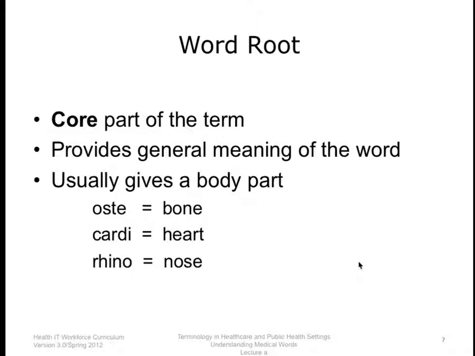Again, the word root is the core part of the term. There are other videos and materials in this course that get you exposed to all of these different word roots, and you're going to need to learn those. For example, osteo is bone, cardi means heart, rhino means nose. I'm not going to go through that in this particular video, but you'll see those and much, much more. So we'll continue this on to our next session, the next set of slides.